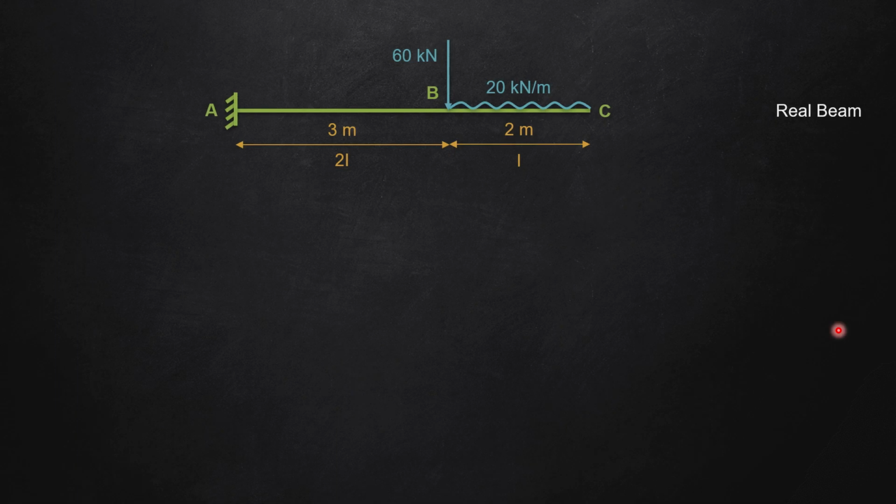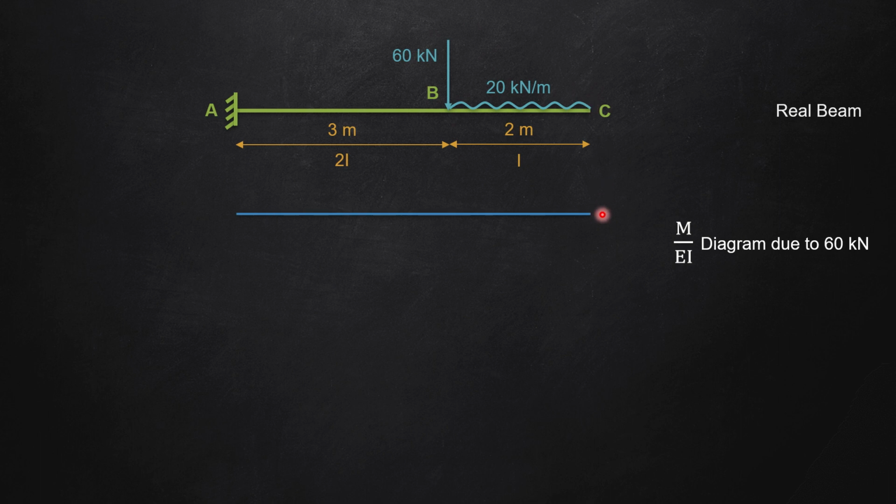Now we will have to find out the M by EI diagrams for the real beam. For drawing the M by EI diagram, to simplify things, I am going to first find the M by EI diagram for 60 kilonewton only. That means only for this point load, and I am not going to consider the 20 kilonewton per meter. Of course, after this I am going to consider 20 kilonewton per meter, and then we will not consider this. So let's concentrate on 60 kilonewton first, and let's forget that there is any 20 kilonewton per meter here.